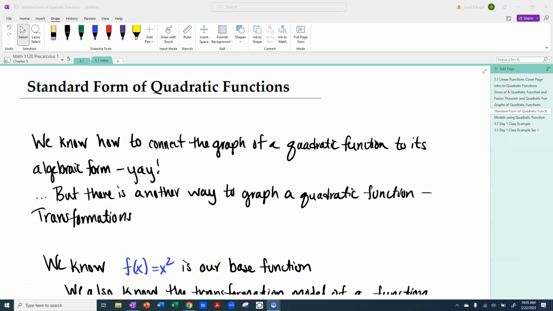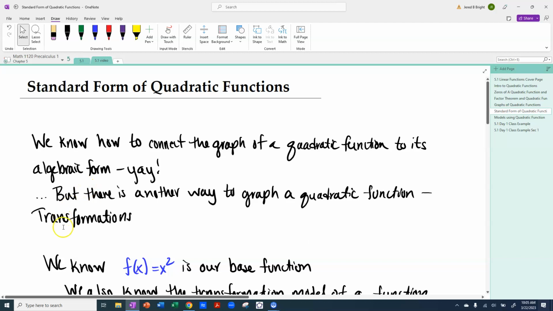Yay, we know how to connect the graph of a quadratic function to its algebraic form, right? We know how to find the vertex from the ax squared plus bx plus c, and the axis of symmetry, all that good stuff, okay? Now we ask the question, is there another way to do this?